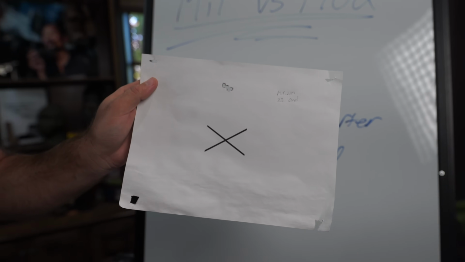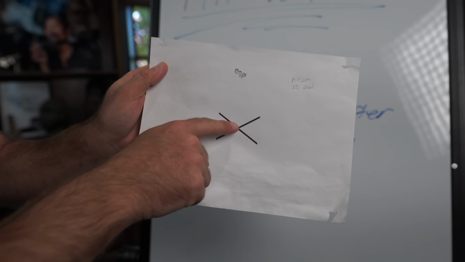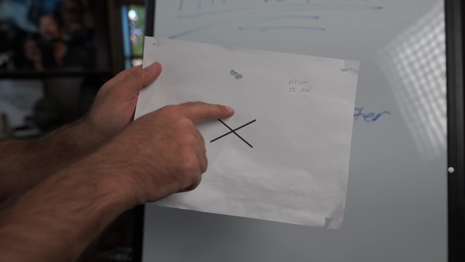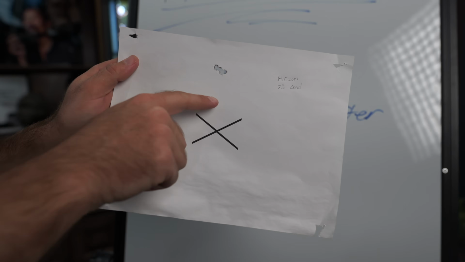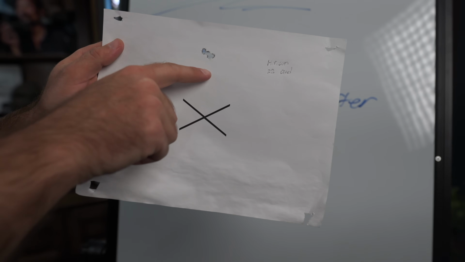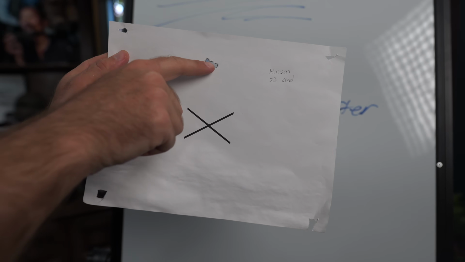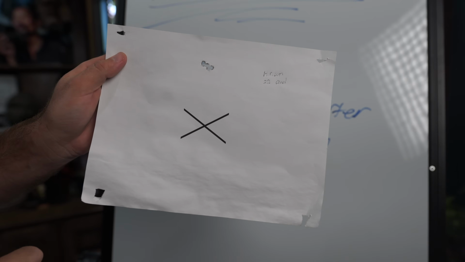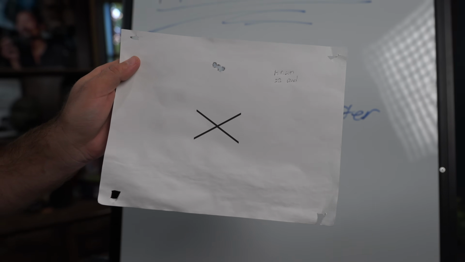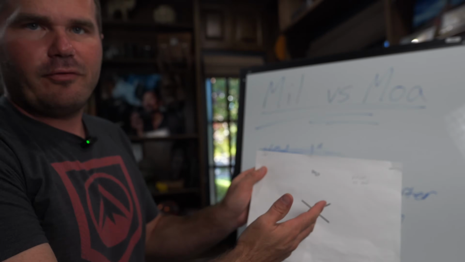Well, first let's do it in the mil system. It's 3 clicks per inch. So let's do the 2 inches first. That's going to be 6. And then we have the 0.8 inches, and that's going to be roughly 2 to get up to that last little bit. So we're going to go up 8 clicks. Not very difficult to do.